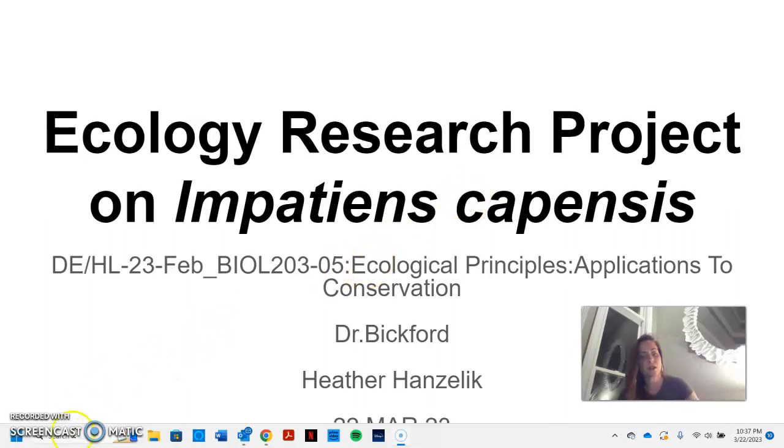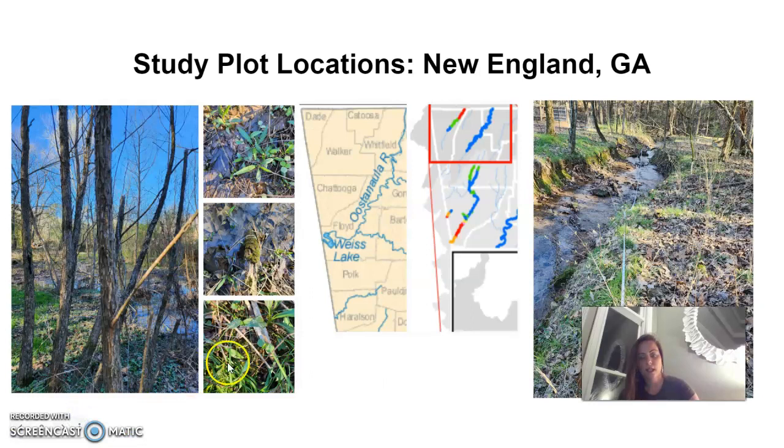I conducted my research in two study plots on an undeveloped portion of a farm in New England, Georgia. I chose my first study plot along a 30-meter transect line of marsh terrain, as you can see here, and my second study plot was approximately 20 meters away in an adjacent creek area, also along a 30-meter transect line. Both of these areas receive their water from portions of Lookout Creek.